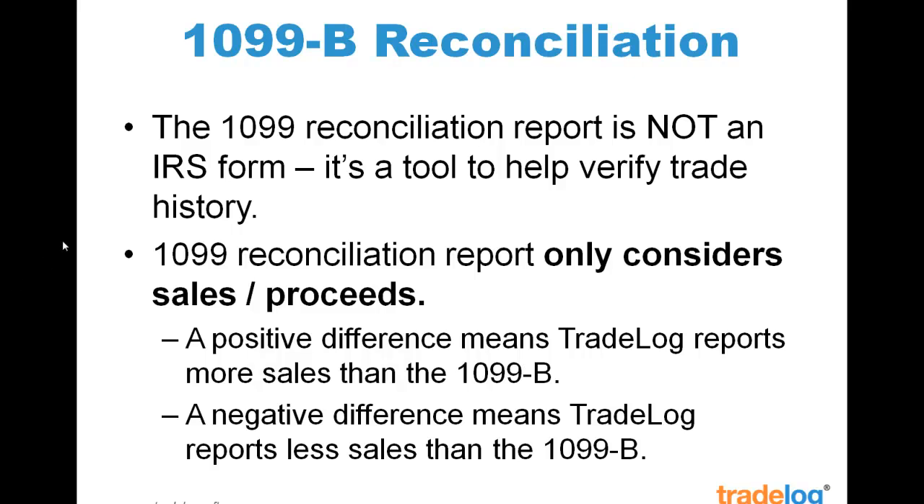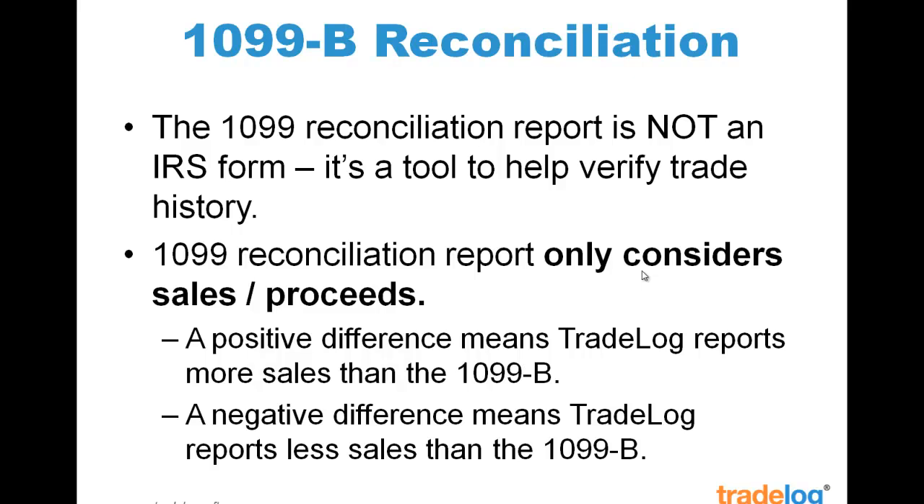Now keep in mind the reconciliation report that TradeLog generates is not an IRS form. It's a tool to help you verify trade history. And that's important to remember because sometimes there's differences that you can get really hung up on that maybe aren't as big of a deal. We'll talk about some of those differences momentarily. The 1099 reconciliation report in TradeLog is only looking at sales. The cost basis number you entered, we're going to use later when you run Form 8949.